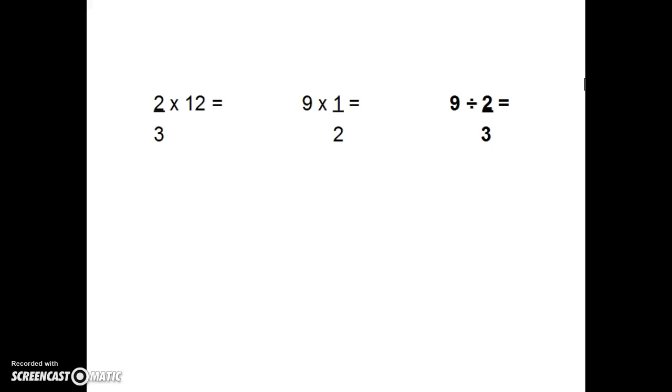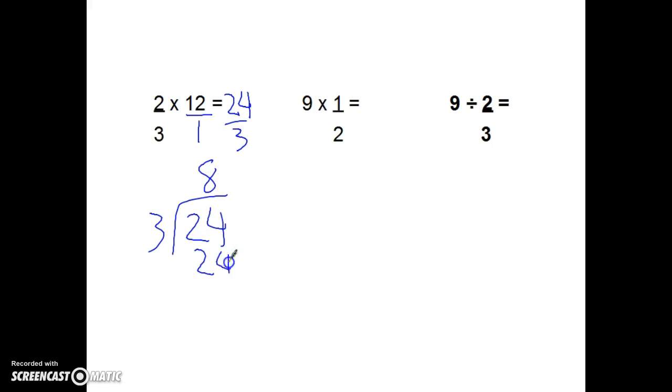Still multiplying. Get my 1 under there. 2 times 12 is 24. 3 times 1 is 3. 24 thirds. There are 8 threes in 24. No remainder, so my answer just is 8.